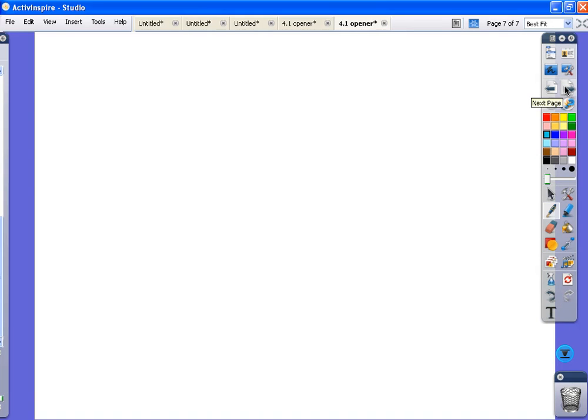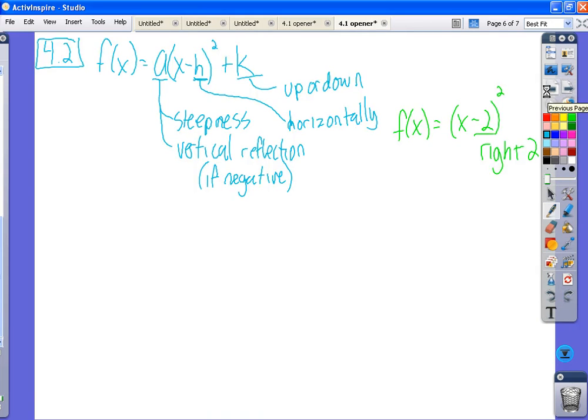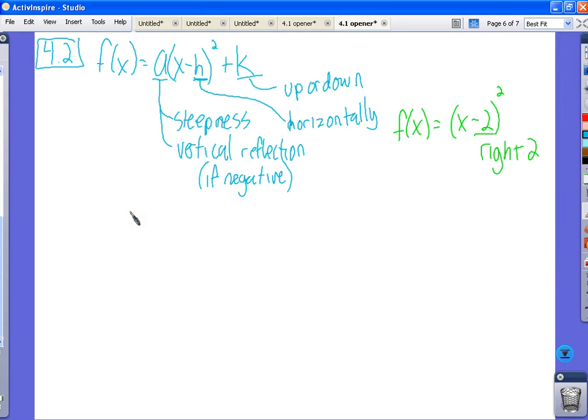This is called vertex form because it makes it quite easy to find the vertex. How far does it move horizontally? However much h is. And it moves up k much. So right now you're finding the vertex, correct? Exactly. This is the vertex. So, yes, the vertex is (h, k).